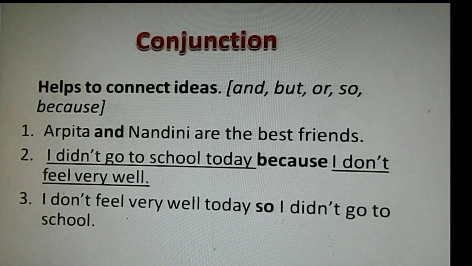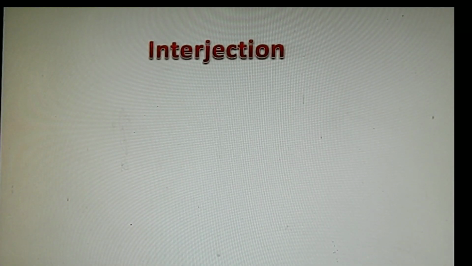Similarly, the third sentence: I don't feel very well today, so I didn't go to school. So the word so is an example of conjunction, and it is connecting two ideas or two clauses. I don't feel very well today, that is clause number 1. I didn't go to school, that is clause number 2. Here you find the second clause is the result, the first clause is the reason.